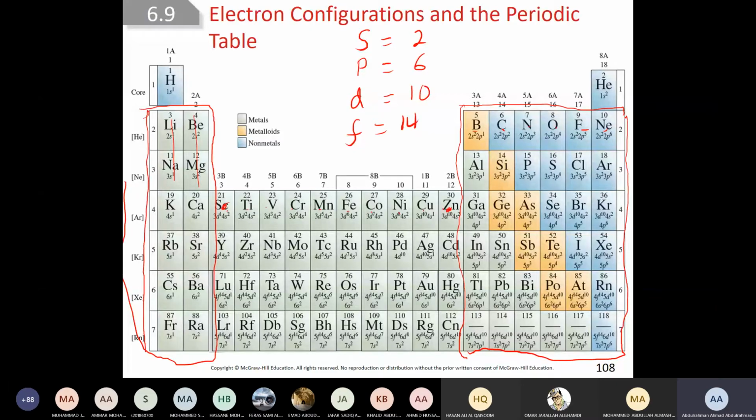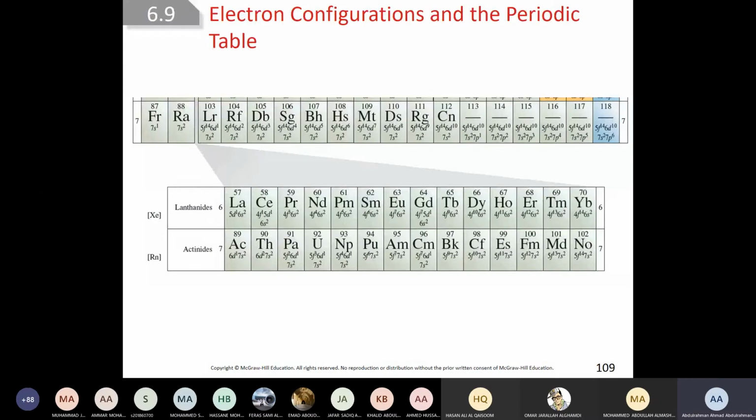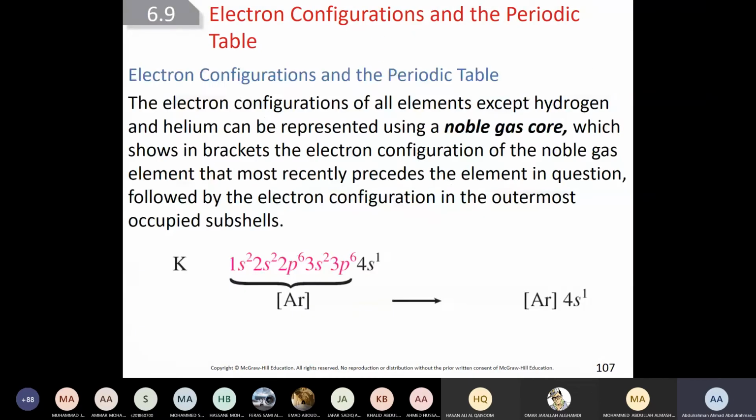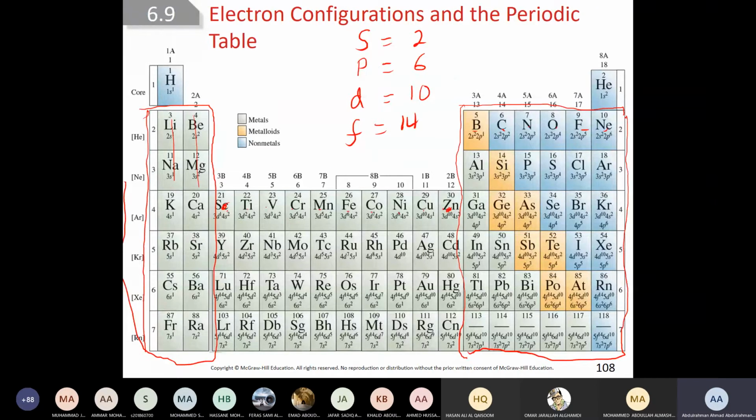Now, how many columns do we have in the lanthanides? Count them from lanthanum to this one. 1, 2, 3, 4, 5, 6, 7, 8, 9, 10, 11, 12, 13, 14. Good. Is there any relation between the periodic table and the s, p, d and f? Yes. Very clear, right? Good. All right.